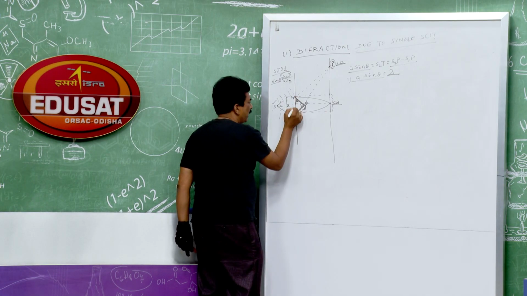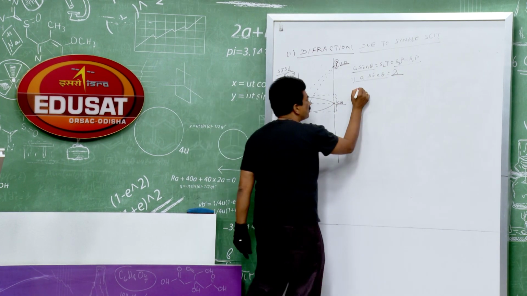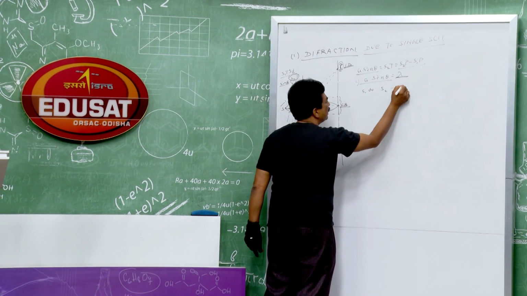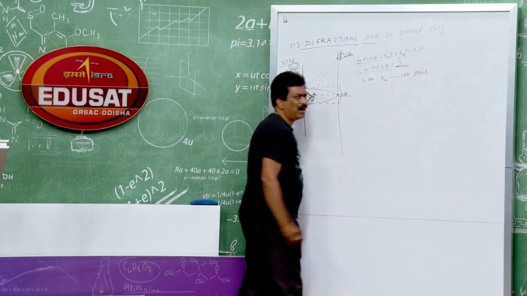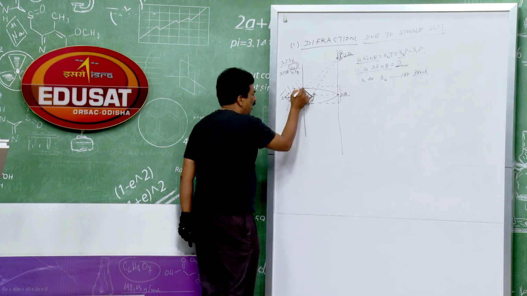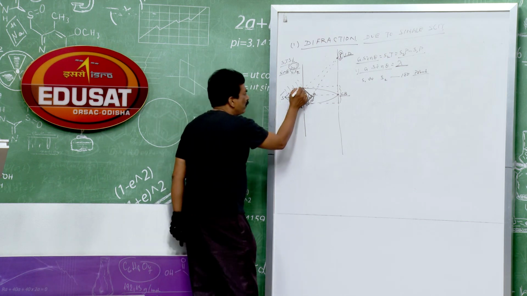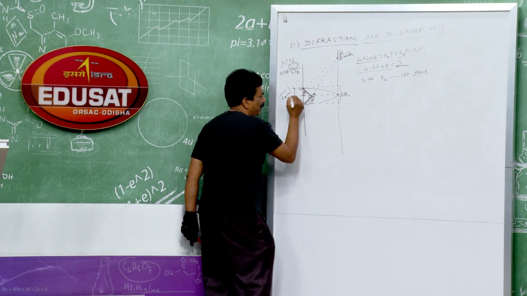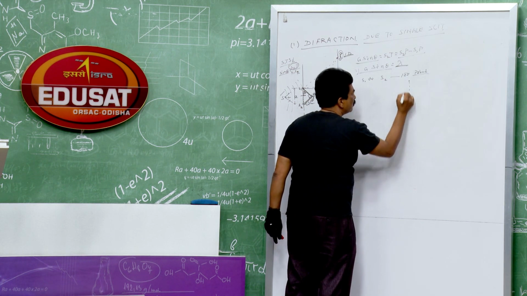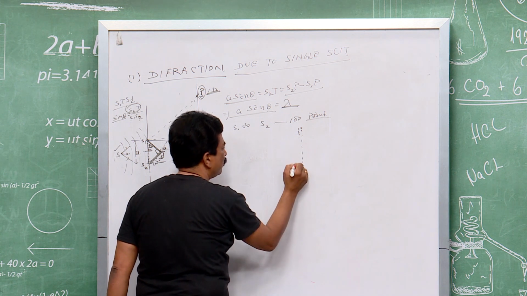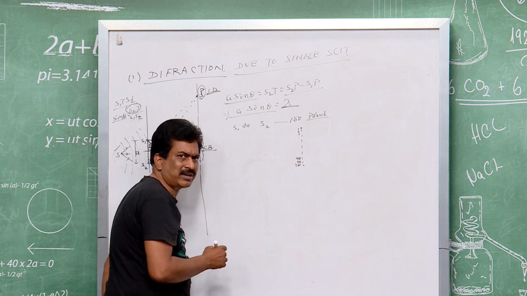So between S1 and S2, how many points are there? Suppose from S1 to S2 there are 100 points. Let us take so many points. So for the 100 points, there is a path difference of A sin theta. If we divide it into 2 equal parts, this is S1, this is S2. So this is 1, 2, 3, up to 100. Before 100 is 99, before that 98.